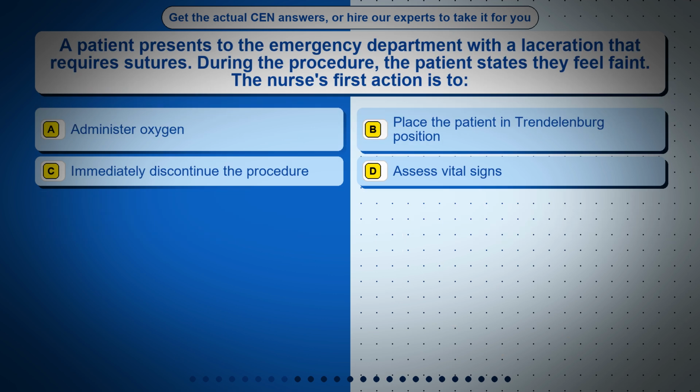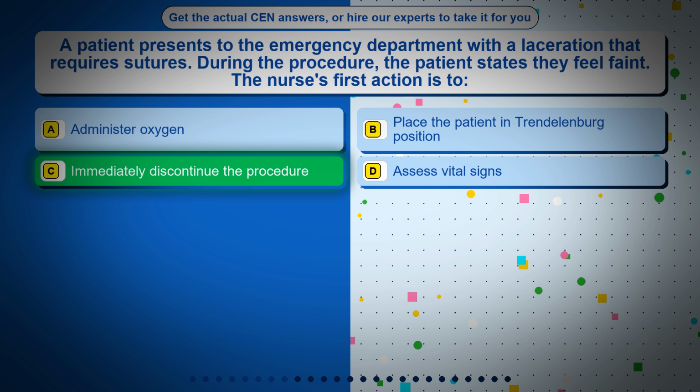Question 8. A patient presents to the emergency department with a laceration that requires sutures. During the procedure, the patient states they feel faint. The nurse's first action is to: Option A, administer oxygen. Option B, place the patient in Trendelenburg position. Option C, immediately discontinue the procedure. Option D, assess vital signs. The correct answer is option C, immediately discontinue the procedure.